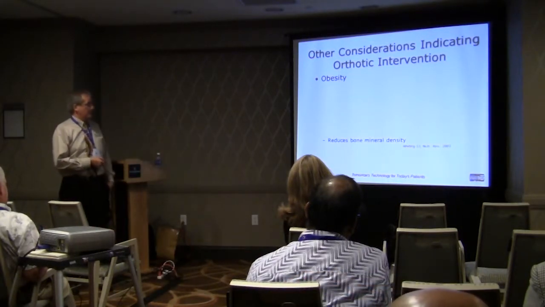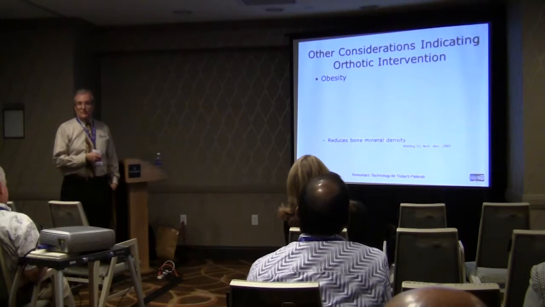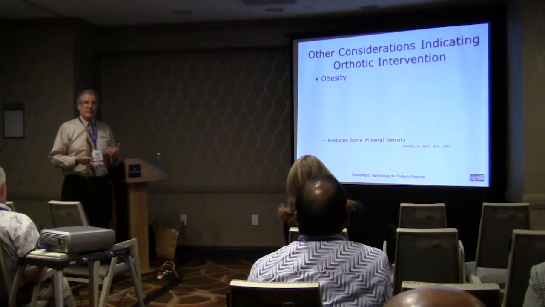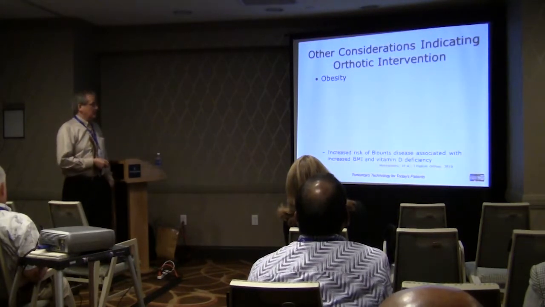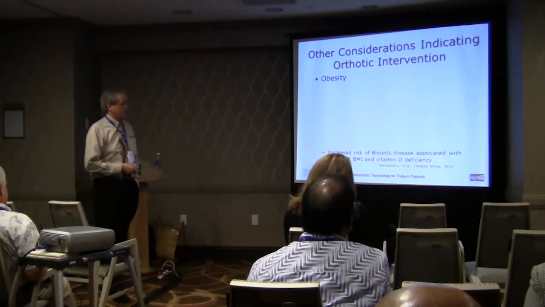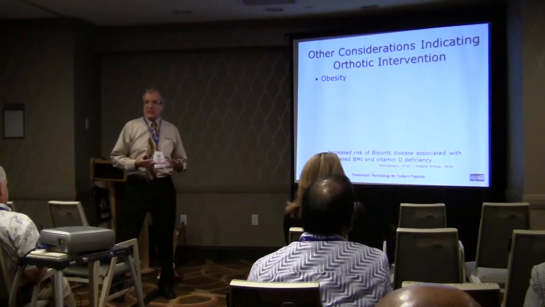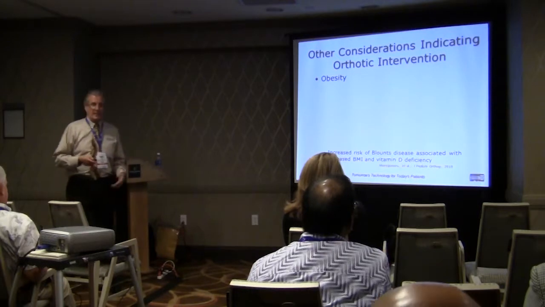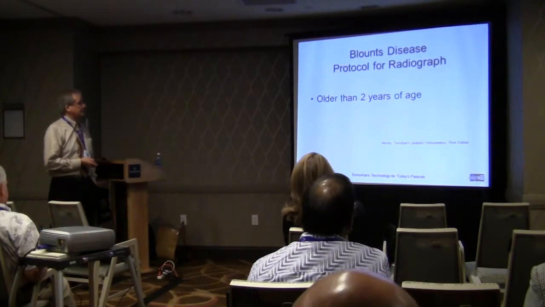And then reduced bone mineral density is associated because of the diets of these kids. They don't have good bone density. And this is a real recent article here that's actually associated increased risk of Blount's disease with BMI and vitamin D deficiency. The two have actually correlated together. It has to do with diet and things like that.